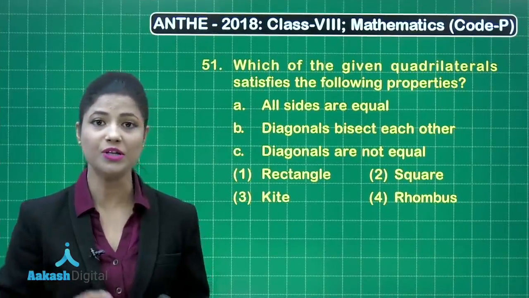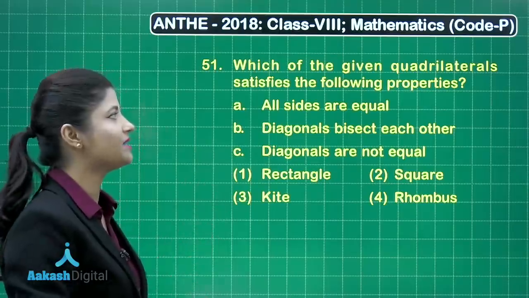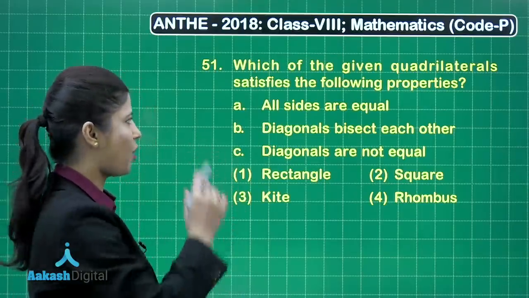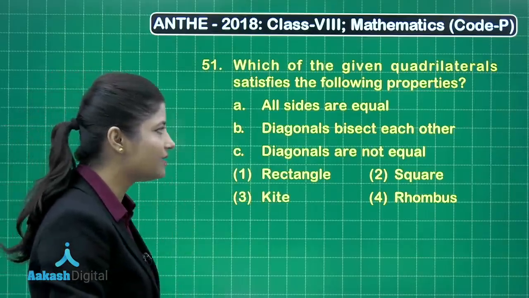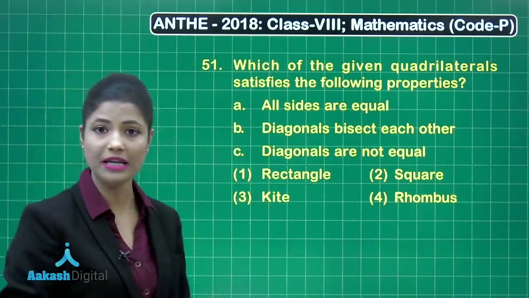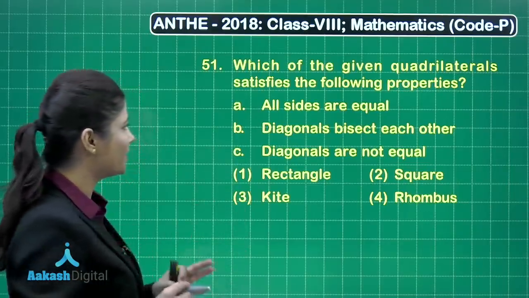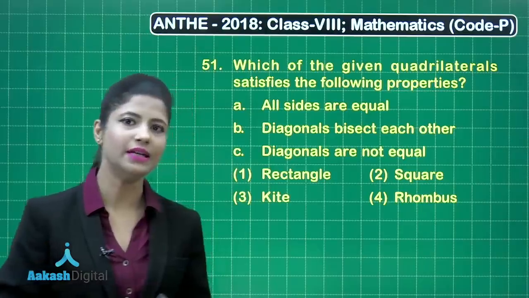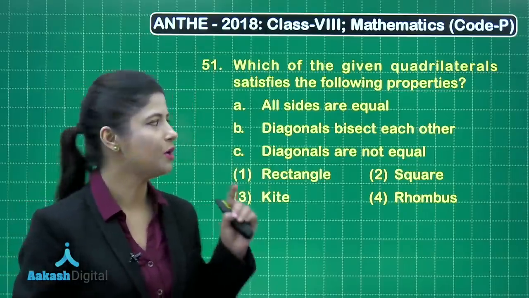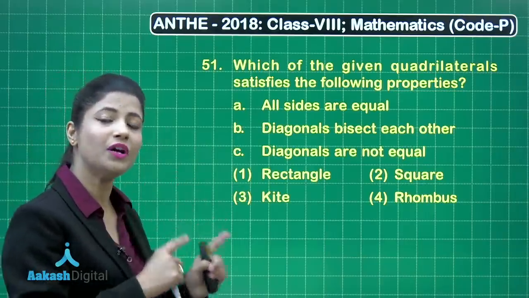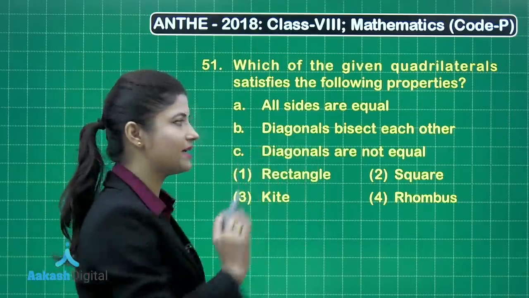Here we have our next question, which states: which of the given quadrilaterals satisfies the following properties? First property is all sides are equal. Second property is diagonals bisect each other, and third property is diagonals are not equal. So when we talk about quadrilaterals, if all sides are equal, that could be found in a rhombus or in a square. So this quadrilateral about which we are talking could be a rhombus or it could be a square. Next, diagonals bisect each other.